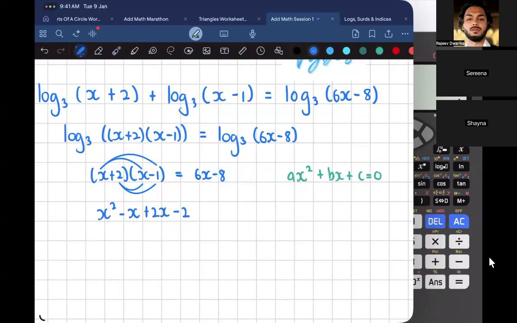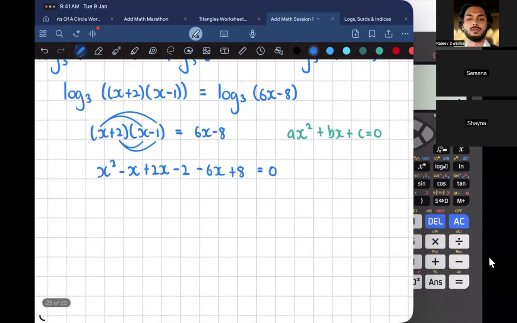Sheena, if I move across 6x minus 8, what am I going to write on the left-hand side? Change the signs of the figures. So minus 6x plus 8. Right, and that'll be equal to 0 because I moved across everything from the right-hand side.